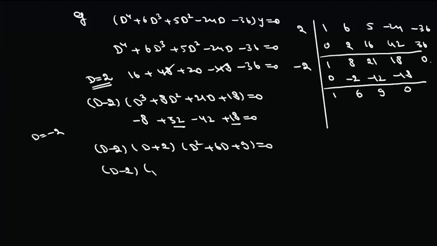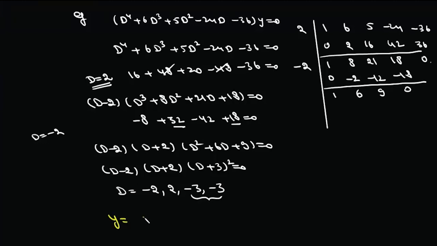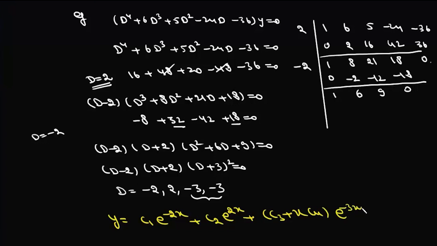Now this is d minus 2, d plus 2, and d plus 3 whole square. So the roots are minus 2, plus 2, minus 3 and minus 3. So we have a double root. So here y equals c1 e to the power minus 2x plus c2 e to the power 2x, and since we have a double root here, we can write this as c3 plus x c4 times e to the power minus 3x, and that is the answer to this question.